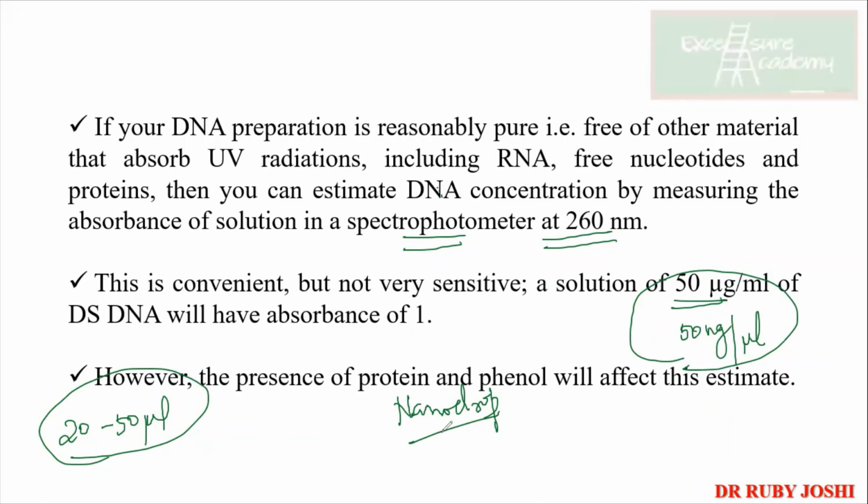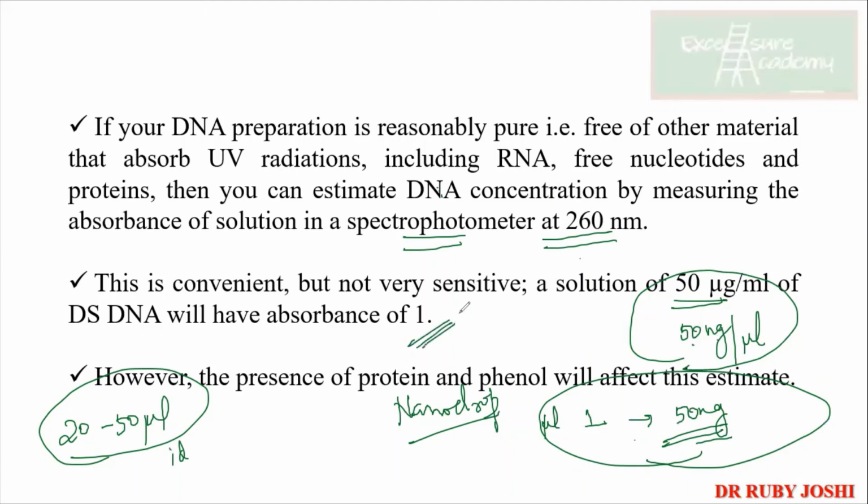So we always go with the nanodrop, where you get the reading with 1 microliter. You add 1 microliter and at 260 nanometer you get the reading. That reading should give you at least 50 nanogram, not below that. Okay, is this much clear? So this is an ideal case. At 260 nanometer, your 1 microliter should have 50 nanogram of DNA. This is the minimum, and it means the absorbance of 1. It's clear?